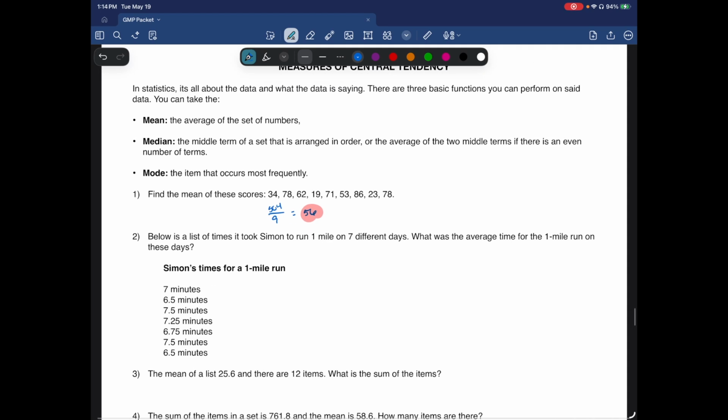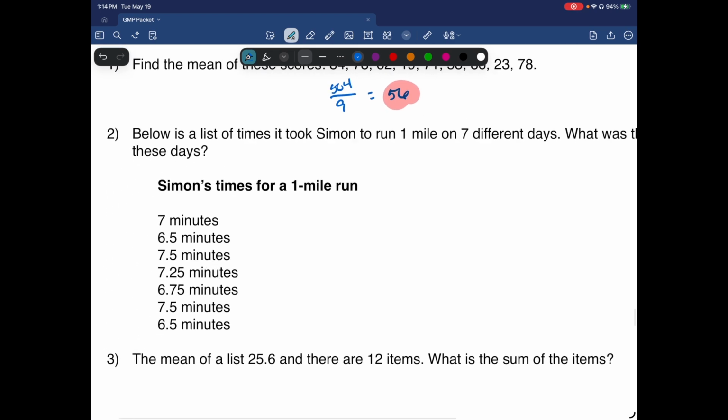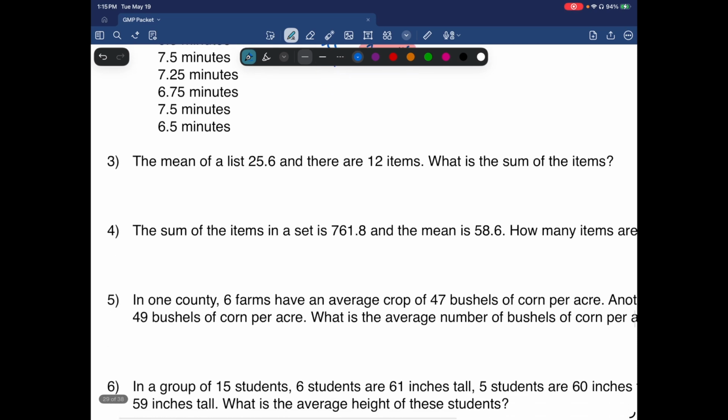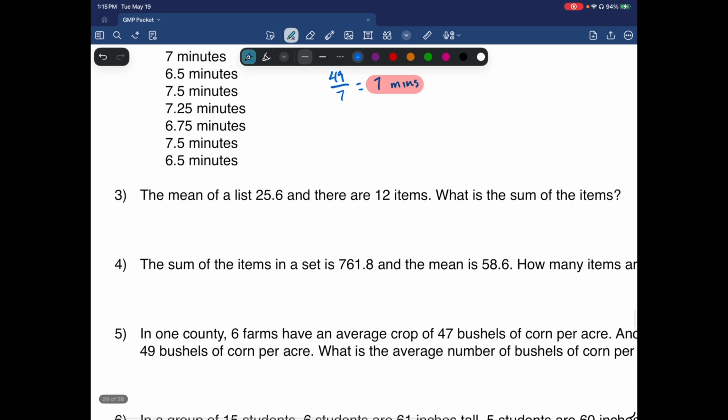On 2, it says below is the list of times it took Simon to run 1 mile on 7 different days. What is the average time for the 1 mile run on these days? So you're going to add all these up, you get 49 over 7 days. That means he ran on average a 7-minute mile. All right, it's pretty good. I used to coach softball, and we asked them to run a 7-minute mile. Now, if you're going for the Olympics, you're going to need to cut that by quite a bit, but that's good for most people.